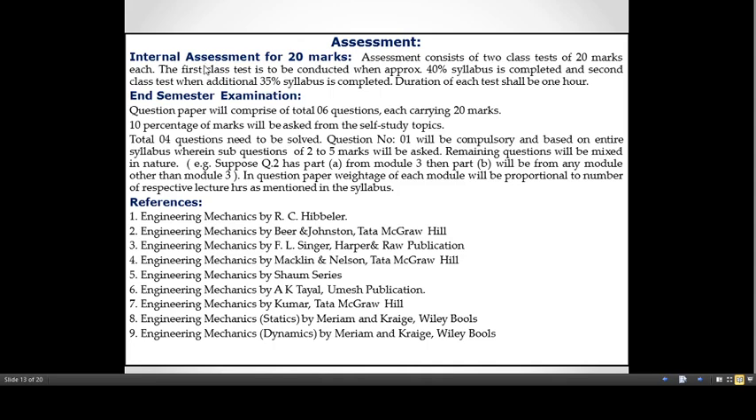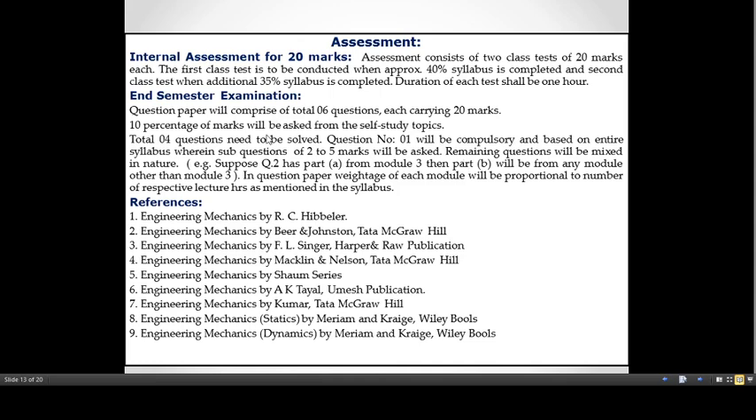Now let's see how the assessment or the examination will be conducted on that actual syllabus. Here two tests are conducted internally. For that, 20 marks weightage is given and we are going to take the average of those two tests. For the end semester examination, 80 marks weightage is given.